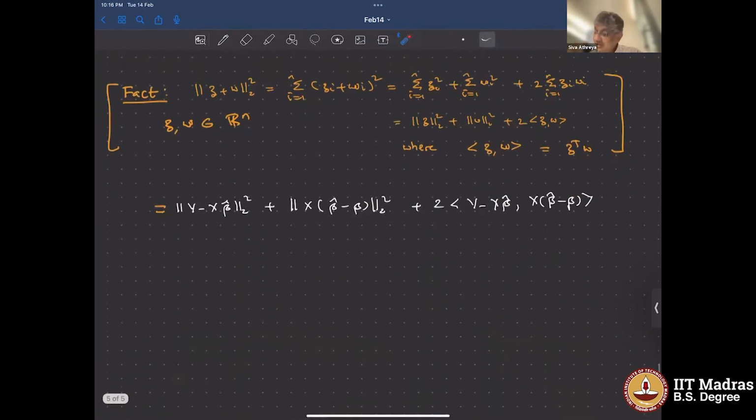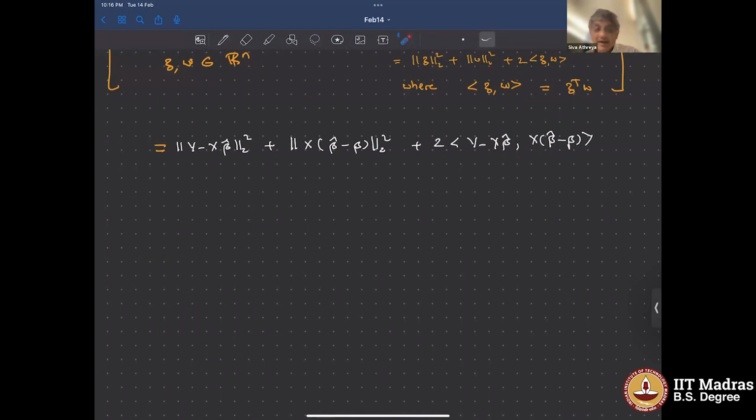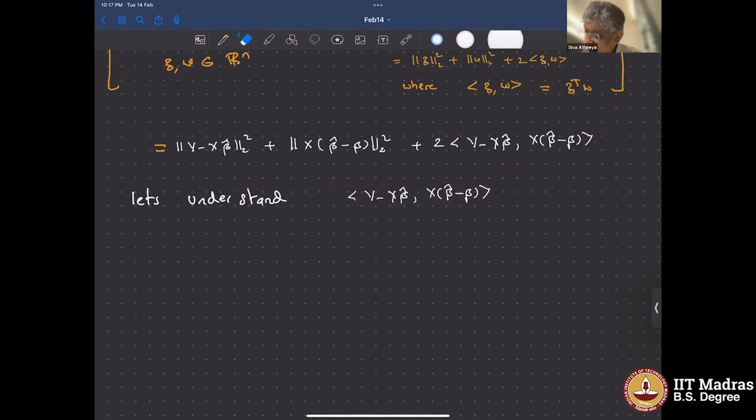So now I have this. So now all I have to do is understand what this term looks like. Because this term anyway, if beta is equal to beta hat, it's 0. We have to understand what happens to this term. If this term is non-negative, then I'm done, because then I know my things. Okay, let's see. So now let's understand this term right here. How big can this be? The 2 for the time being. I don't need the 2, but let's understand how this term is.